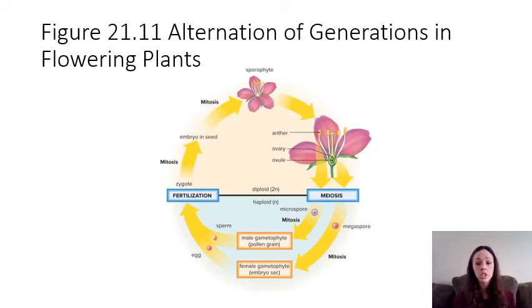However, they still need to reach each other. So the male gametes, the pollen, are going to be taken by pollinators or by wind to get to the egg in order to fertilize the egg to create that seed. And then once the seed reaches favorable conditions, like moist and nutrient-rich soil, it will undergo mitosis again to develop into an adult.